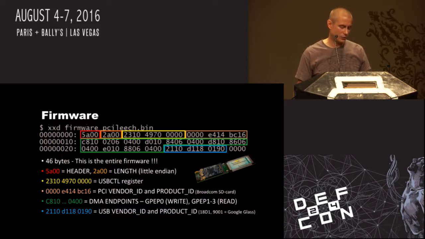Then we have the USB controller register. We need to enable the USB 3 port on this board because it's disabled by default. First, you have an address to the register, with the 2310 here, and then you have a D word, or 4 bytes, or 32 bits, which is programmed into that register at power on. And this enables the USB 3 port. Then we set the PCI Express vendor ID and product ID to a Broadcom SD card, and this is pretty much just a leftover from the Slot Screamer software I started to toy around with.